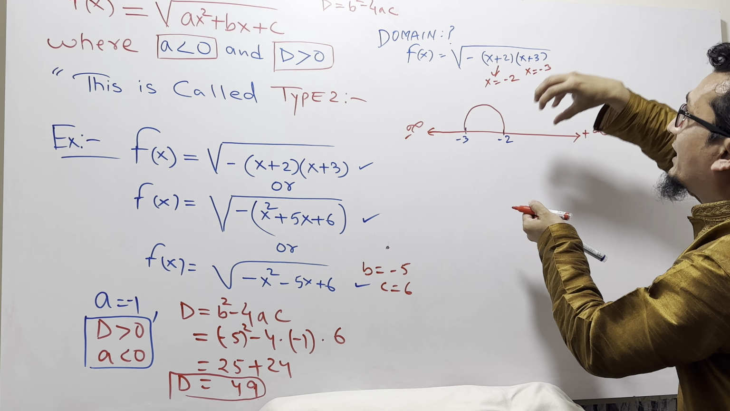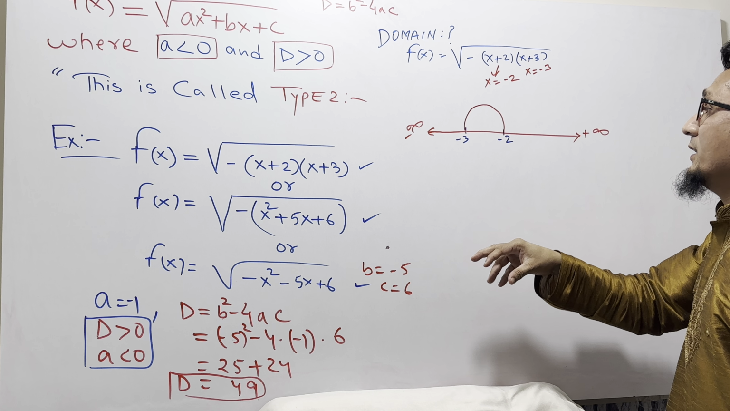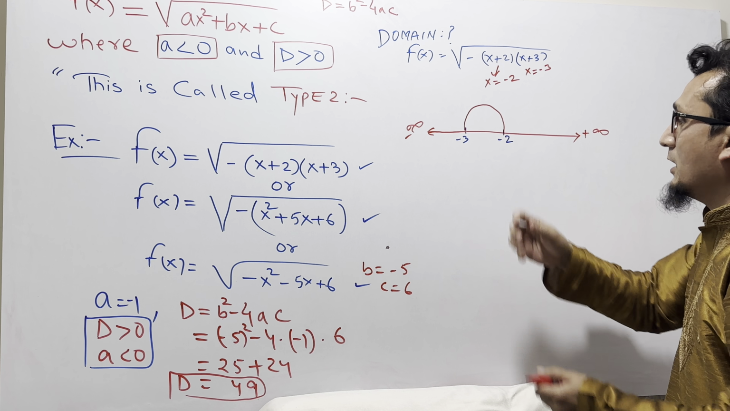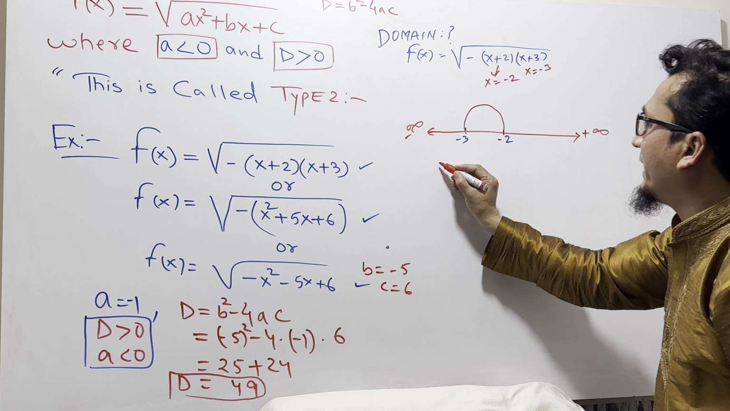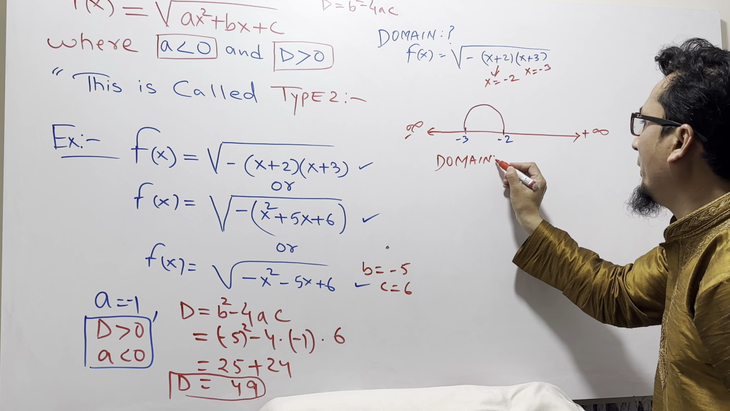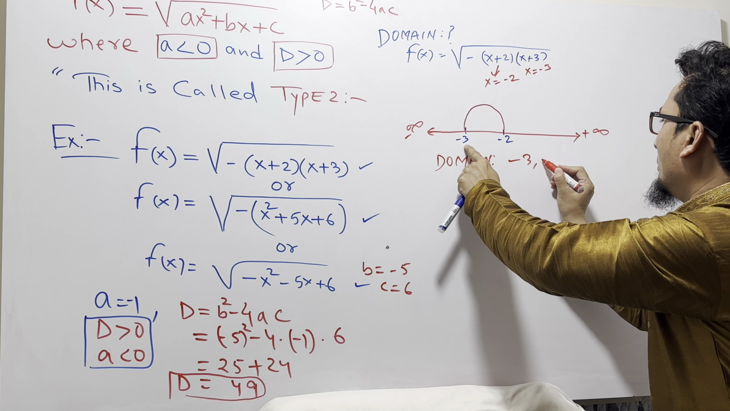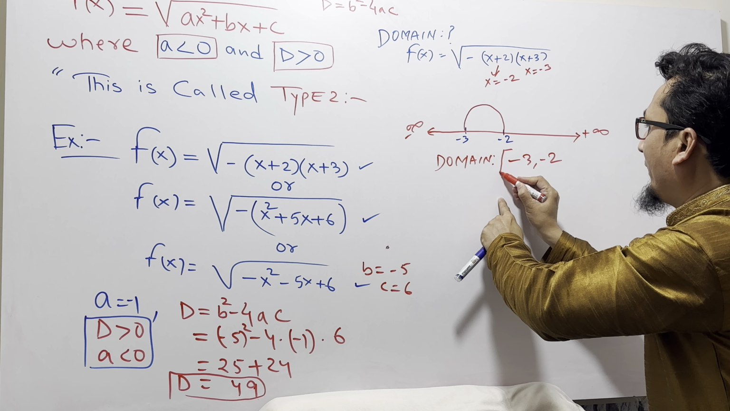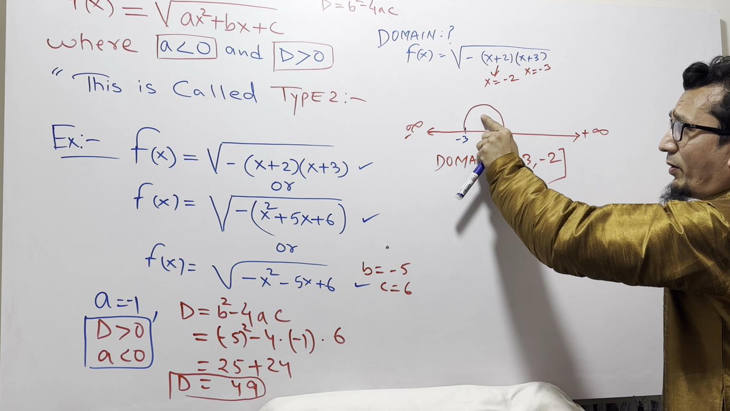I'm not finding the range here. I'm discussing the main concern here, to find the domain. Domain means the values of x. And alhamdulillah, we get two values of x. This is minus 2, minus 3. So we will say the domain is from minus 3 to minus 2. And listen, you have to use the close bracket here and here. Only this one. Always this is the semicircle, right?